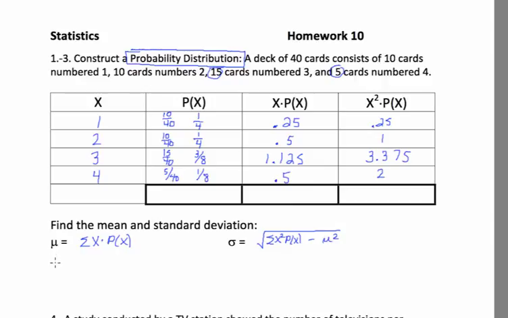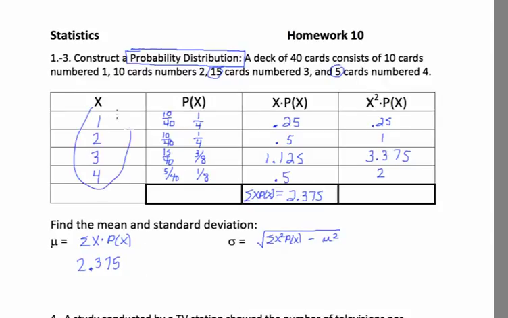So let's start with the mean. I need the sum of the XPX column. So let's sum these numbers, find the sum of the XPX column. That's my mean. On average, you're going to get 2.375 for a number of cards.